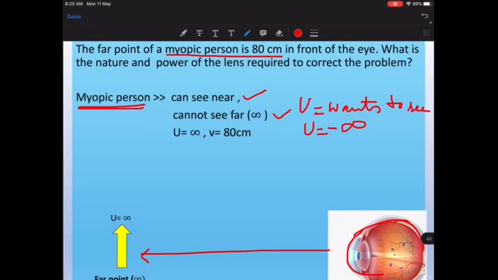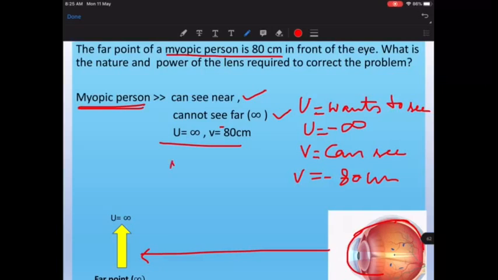Next, whatever the eye can see is going to be your V. How much distance can he see? He can see 80, so again it will be 80, but please add a minus sign. It will be minus 80. Just remember this: whatever the eye wants to see should be U, and whatever the eye can see will be your V. Now it will be simple. You got your U, you got your V. You just have to substitute these values in 1 by f equals 1 by v minus 1 upon u.